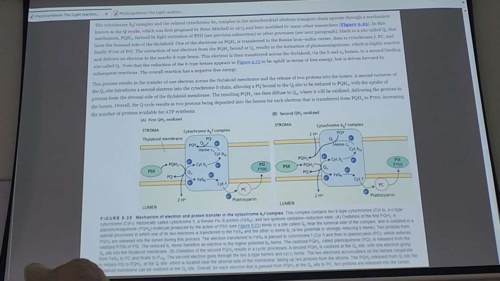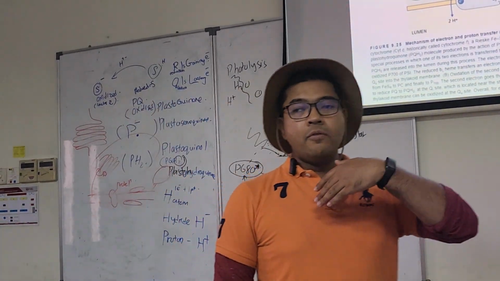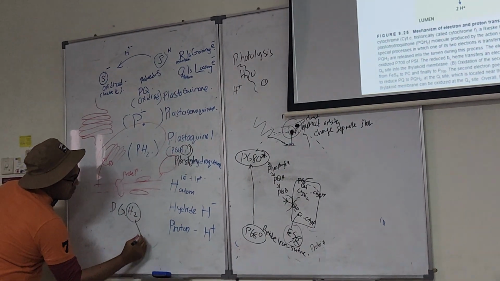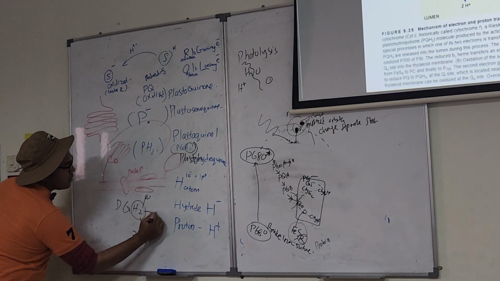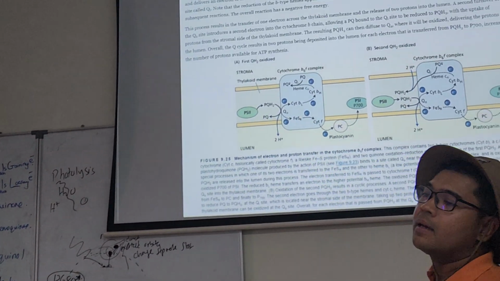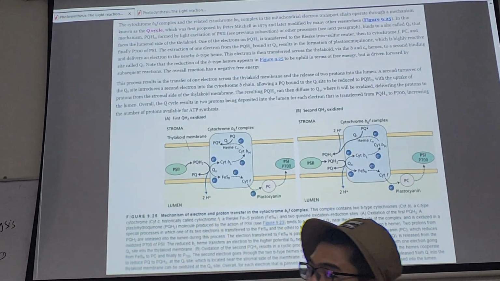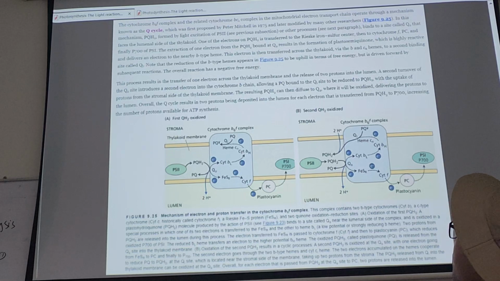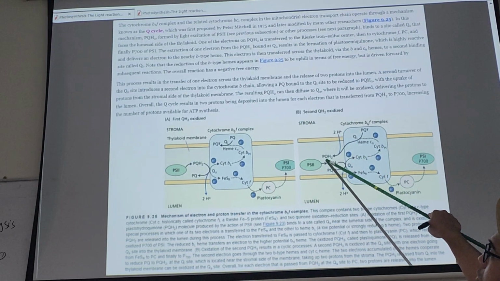Why 2H? Because that's the formula of plastohydroquinone, PQH2. So it removes 2 hydrogen protons. So what happened to the 2 electrons? One goes up here, one goes down here. That's how you got your 2 electrons and 2 hydrogens. Remember, now you are dealing with hydrogen protons, not hydrogen atoms. So the cycle continues again, and you can re-obtain your plastohydroquinone.